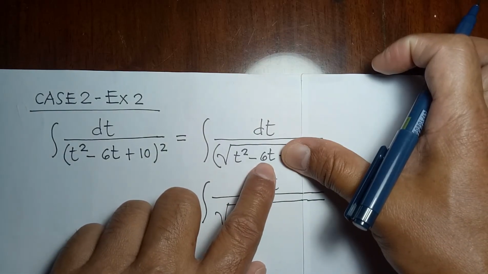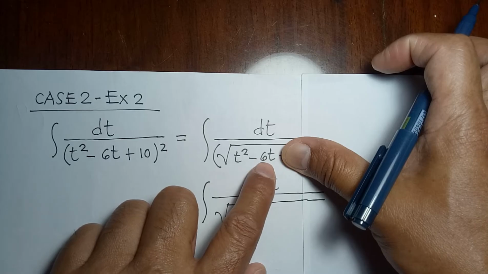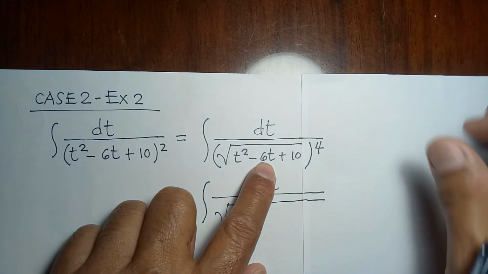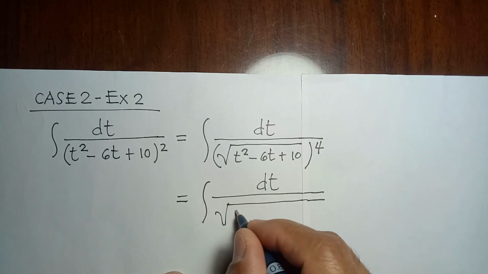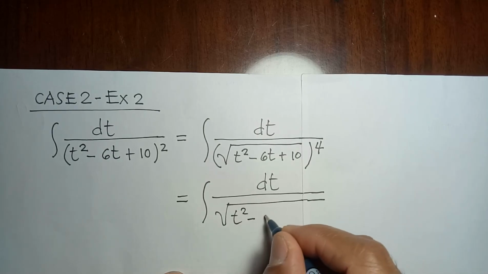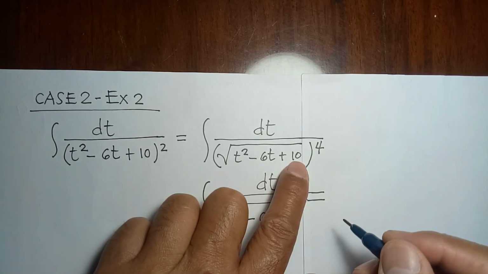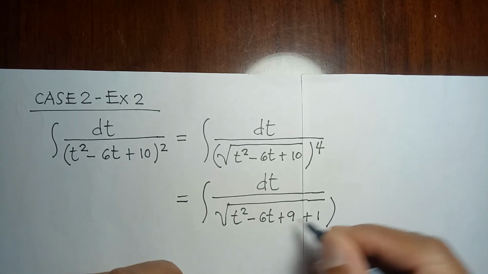yung coefficient ng t ay di-divide natin sa 2. At yung result ay i-square natin. So, 6 divided by 2 equals 3. Tapos, squared natin magiging 9. Okay? So, ang gagawin natin, yung 9 na yon hihiramin natin sa 10. Okay? So, magkakaroon tayo ng t squared minus 6t and then plus 9. So, dahil hiniram natin ito ng 9, natira na lang siya ng 1. So, plus 1. And then raised to 4.